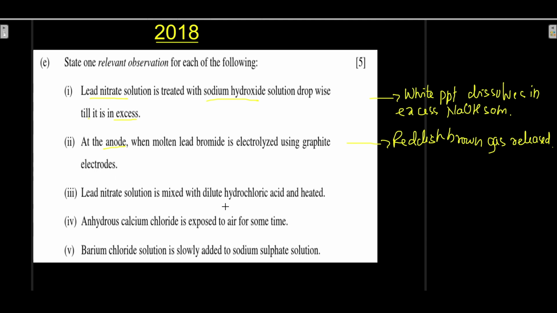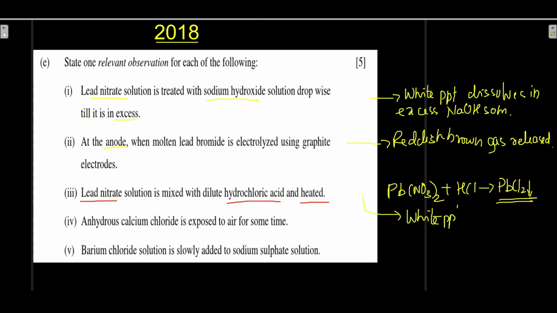Lead nitrate solution mixed with dilute hydrochloric acid and heated. This question is very important. Lead nitrate, hydrochloric acid, heated. Okay, so lead nitrate, Pb(NO3)2, it's a solution. When you mix it with HCl, you will get a white precipitate of lead chloride. So first initially what will you write? The observation: white precipitate formed, but heated, so it dissolves on heating. This will be your observation.